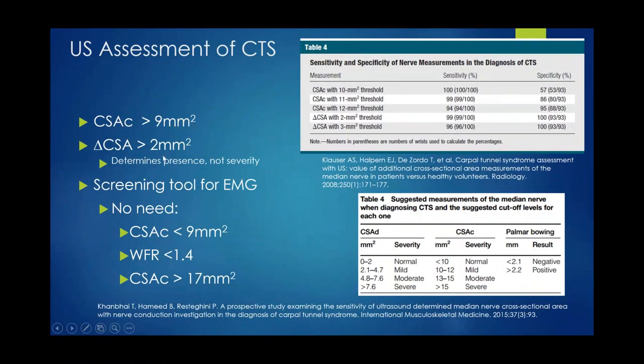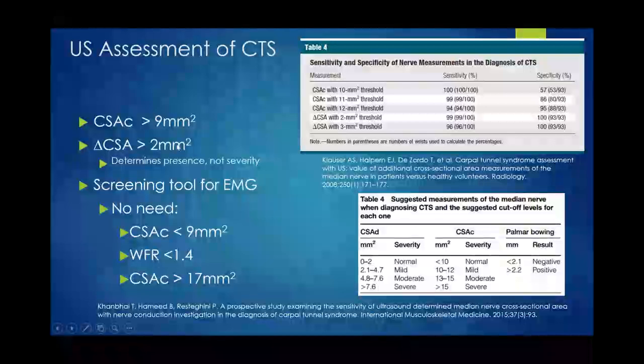Another way of looking at this is comparing the cross-sectional area of the median nerve at the proximal 1/3 of the pronator quadratus to the maximal area of thickness within the carpal tunnel. If that difference is greater than 2 square millimeters, that would also suggest the presence of median neuropathy at the wrist. Some would use ultrasound as a screening tool to determine whether or not an EMG would be necessary.